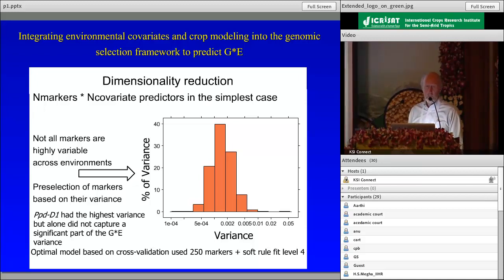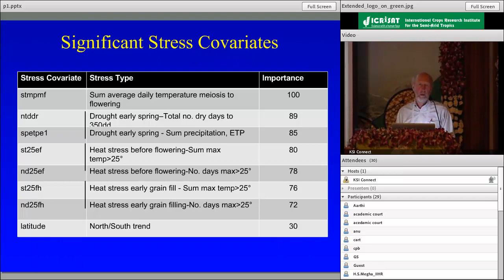In the end, our optimal model was based on 250 markers across the genome and a soft rule fit of level 4. So these are the most important stress covariates that ended up in our model. The most important one was the sum of the daily temperature from meiosis to flowering. And then there were 2 measures of early drought stress in the spring, and then following that, 2 measures of heat stress before flowering, and then 2 measures of heat stress during early grain fill.